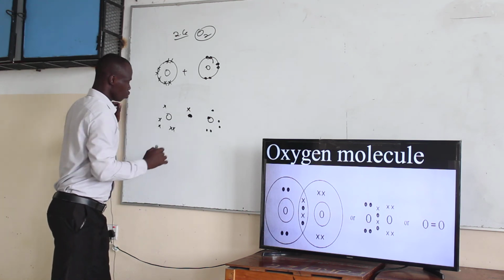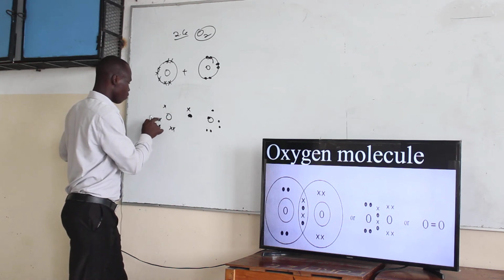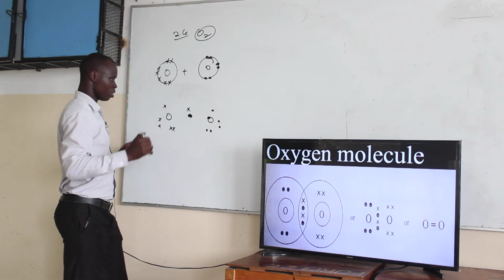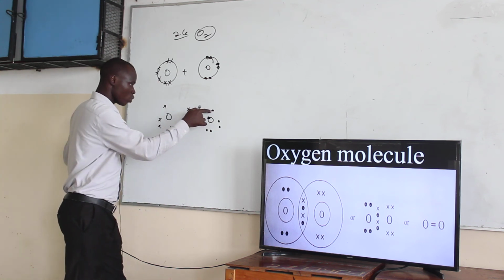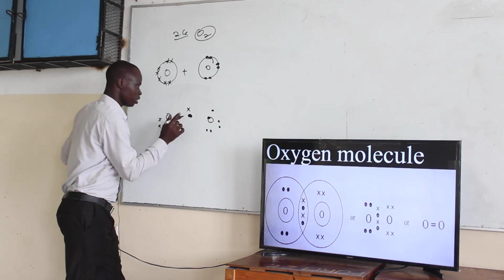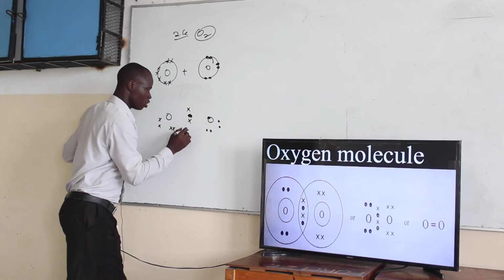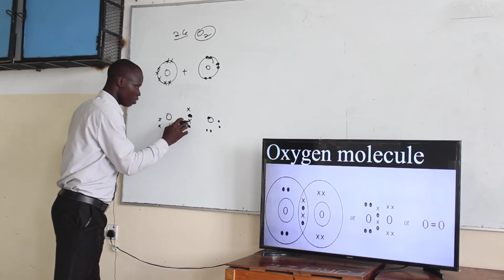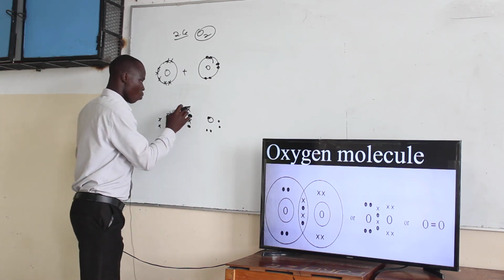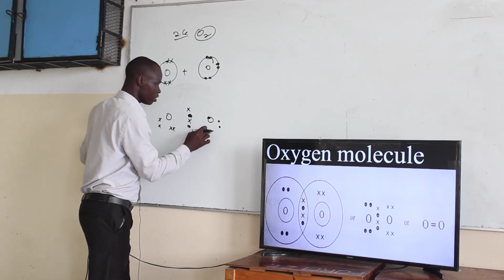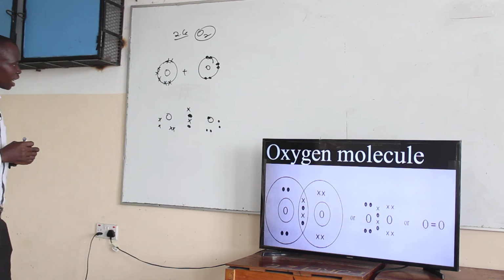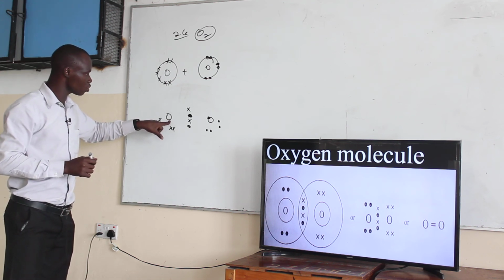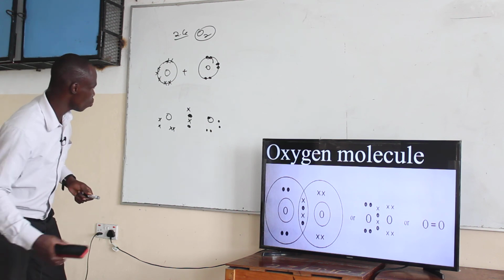which is a dot. So if you count around this one, 1, 2, 3, 4, 5, 6, 7. Still, it's not balanced. This one contributes this one too, and this one also contributes this one. If you count, 1, 2, 3, 4, 5, 6, 7, 8. That means that for this one to be stable, this oxygen has to give up 2 electrons, and this one also has to give 2 electrons.